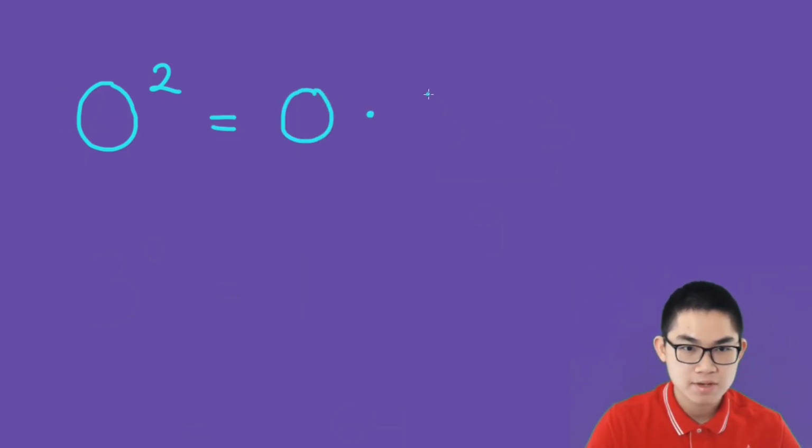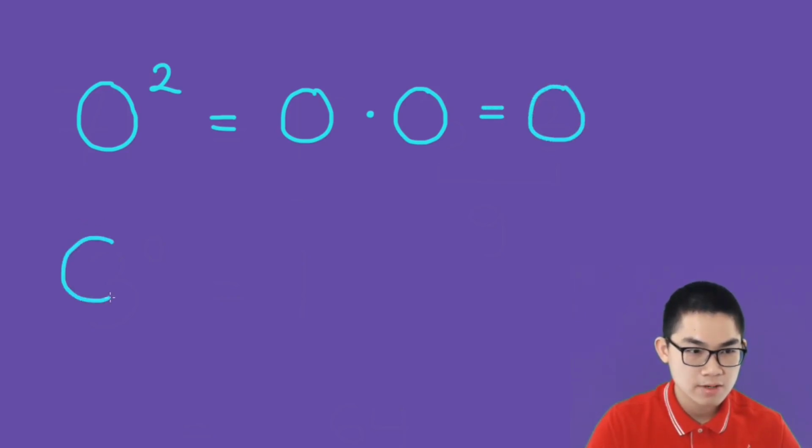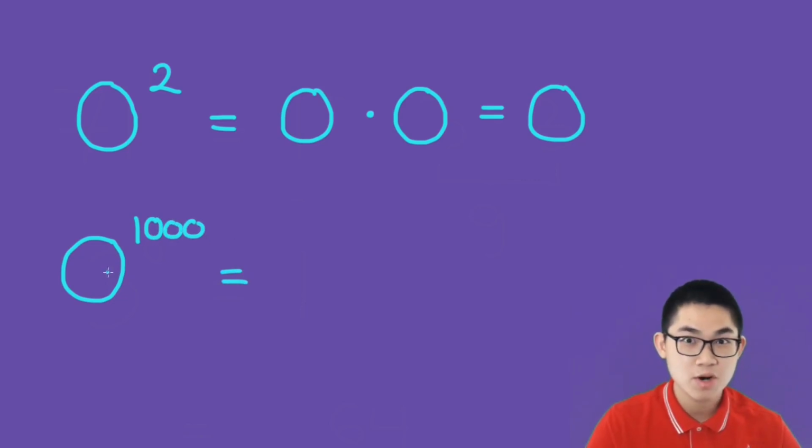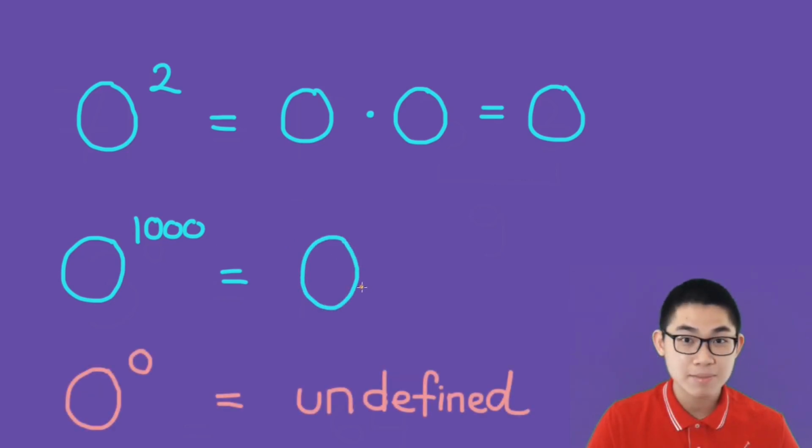And how about 0 to the power of 2? Well, let's see. So 0 to the power of 2 is 0 times 0, which is also 0. Now let's try 0 to the power of 1000. So it's just 0 times itself 1000 times. So whenever you get 0 to the power of something, the answer will always be 0. But the exception is if you have 0 to the power of 0, the answer will be undefined. And that's just something you have to know.